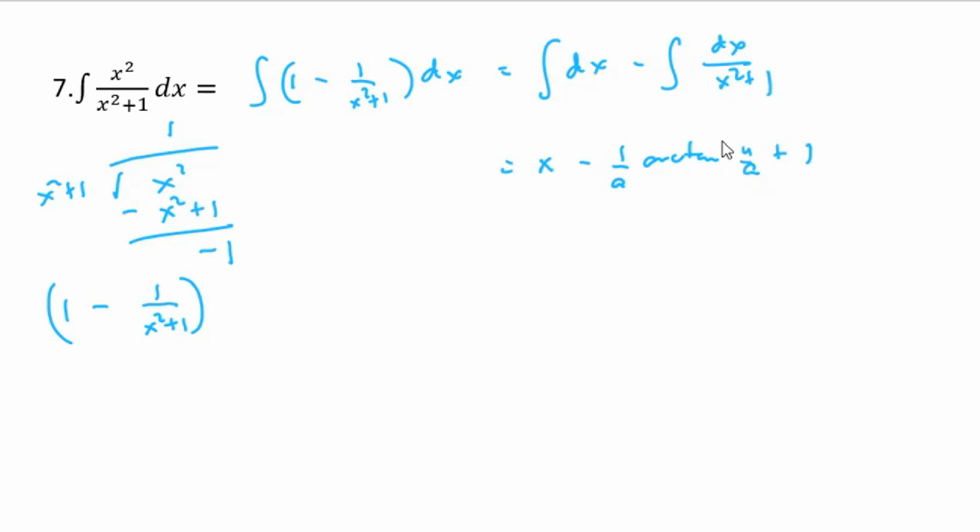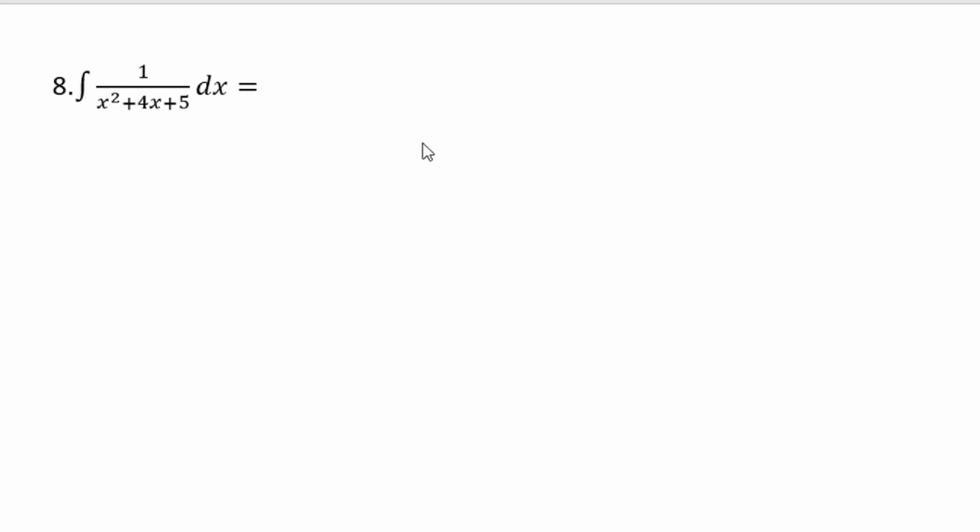Then take the value of u and a. So we can now have x minus 1 over 1 arc tangent of u, which is x over 1, plus a constant. This is a constant. And so we can now write as x minus arc tangent of x plus a constant. So simple as that.